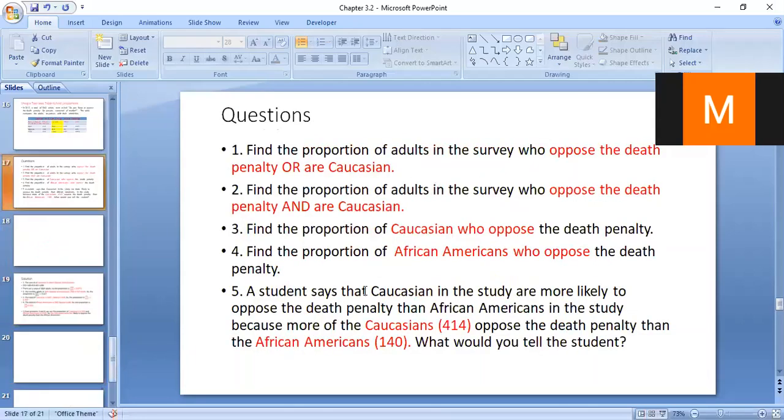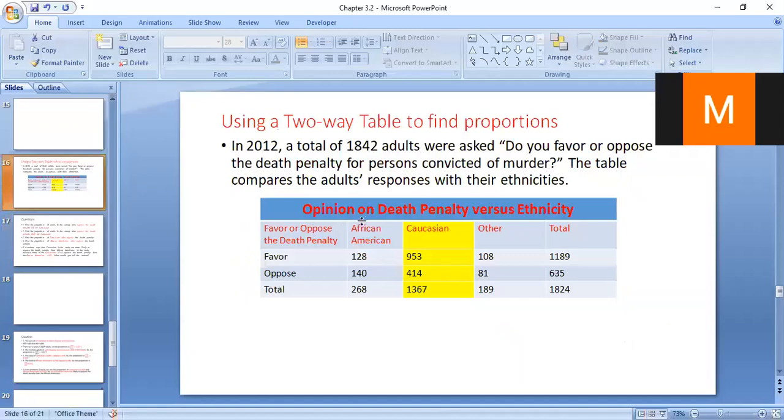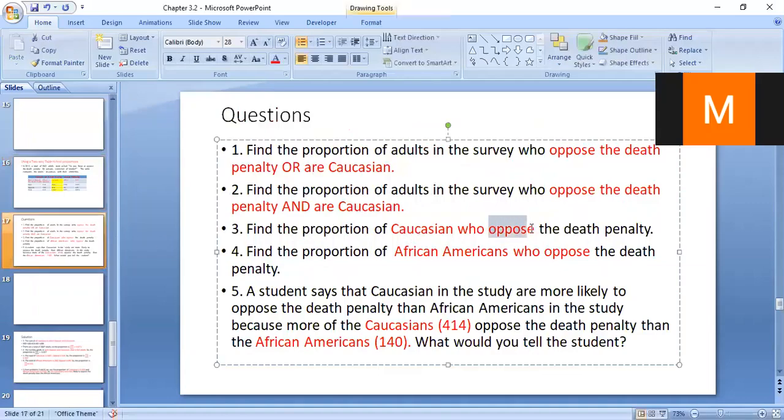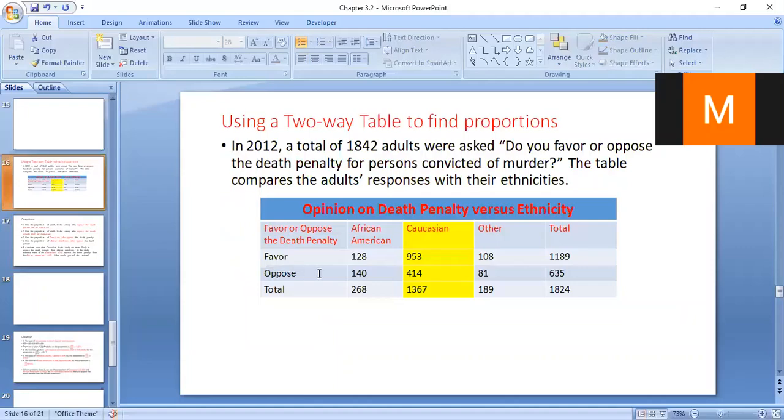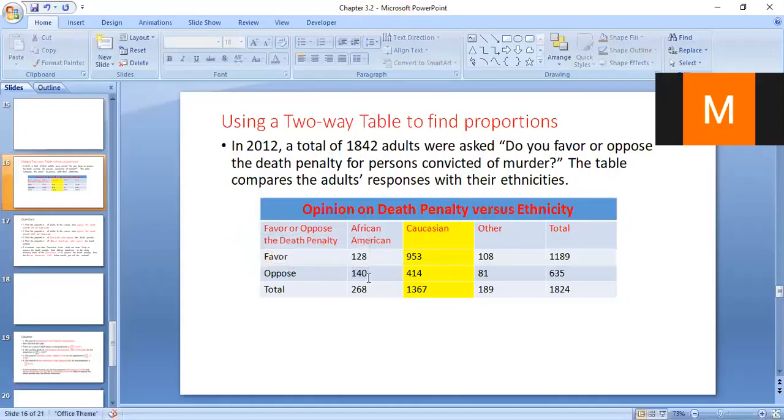Any question about this problem? This is the example. If you have any question about Caucasian, about the proportion, you look, depending on the group, the question, what is the group? This is a poll. You look at the poll number. If the person is favor, you look at the favor and divide by the total number, and you get the proportion.